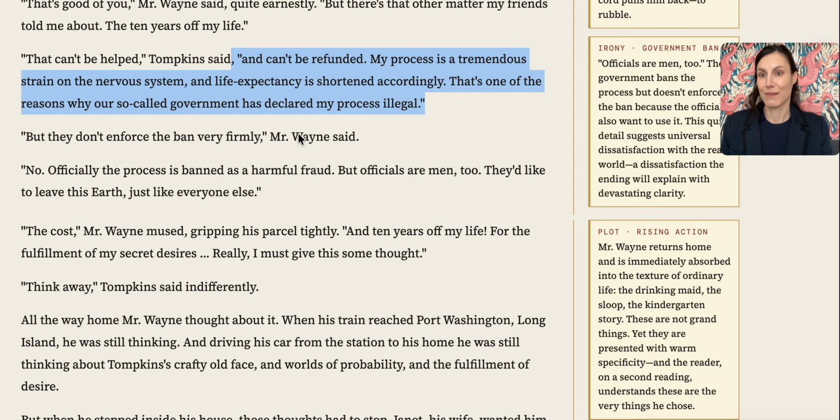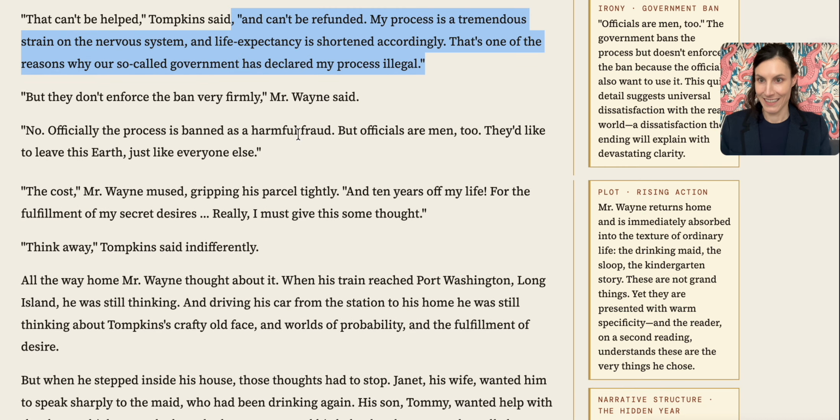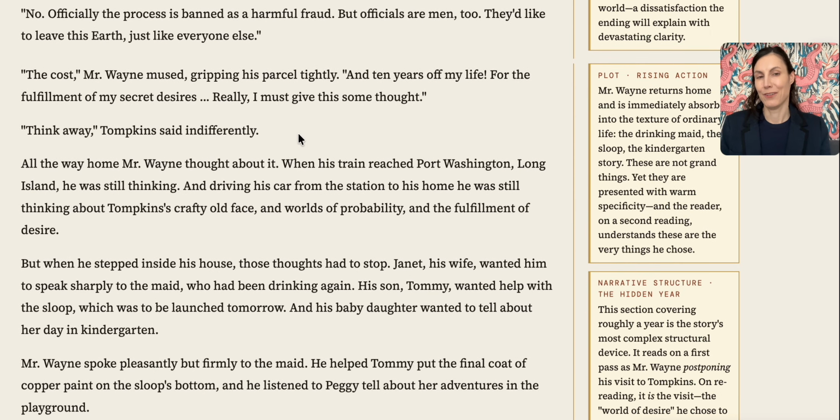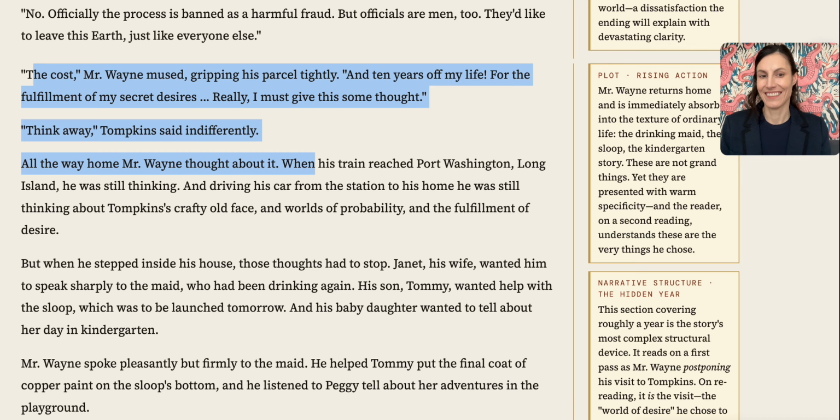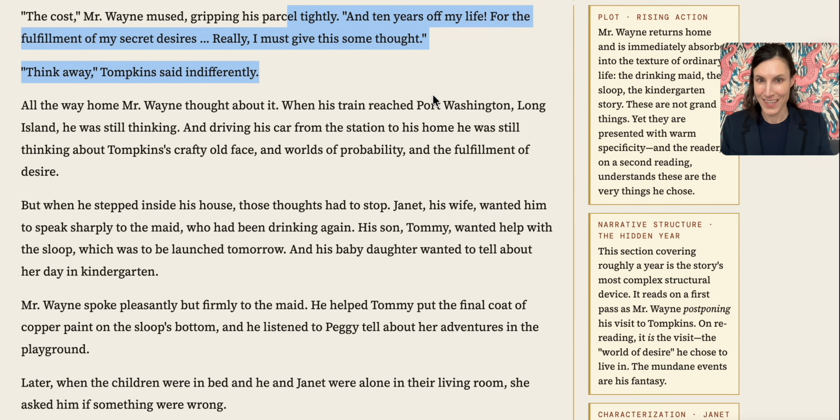The process is a tremendous strain. Your life expectancy is shortened. And the government, the so-called government, has declared my process illegal. So now we're left wondering: this is illegal, dangerous, and costly. As readers, we might be judging Mr. Wayne a little bit here. If your parents did something like this without you, you would have been like, why would you do that? It was so much money, and now you're going to die 10 years early. You could say this experience would definitely be a little bit selfish, right? If it's a parent.